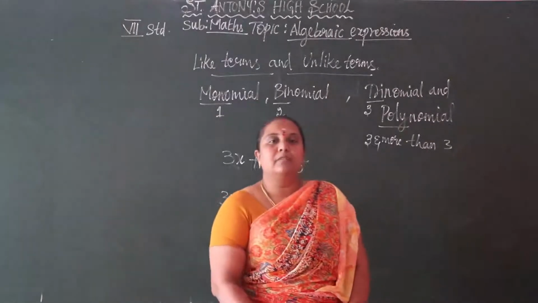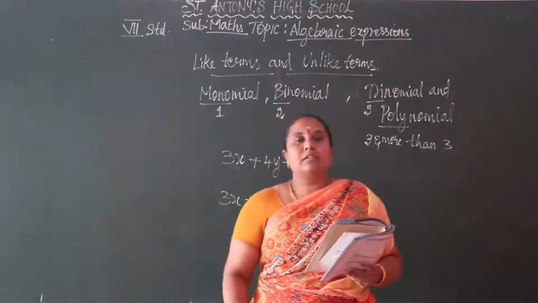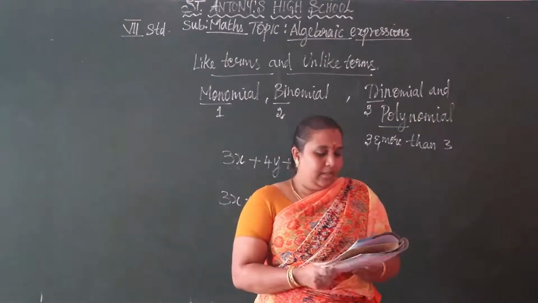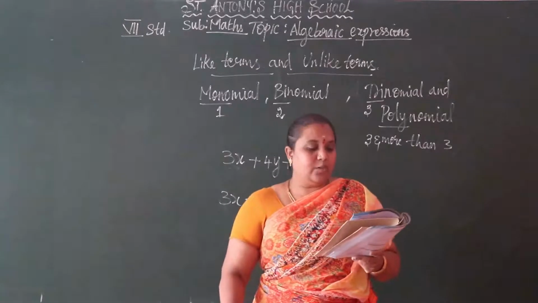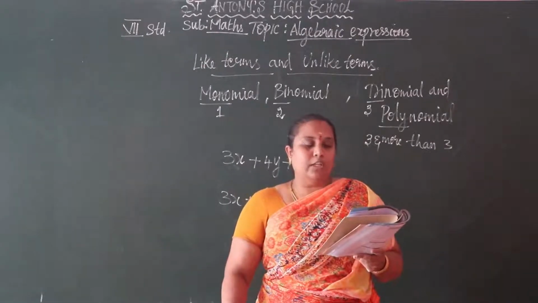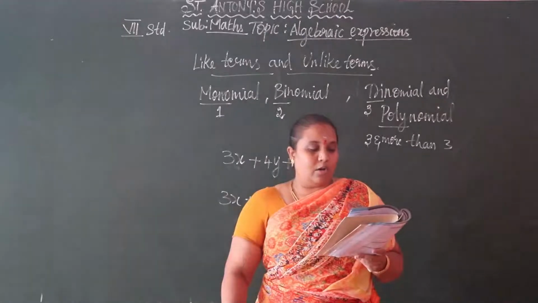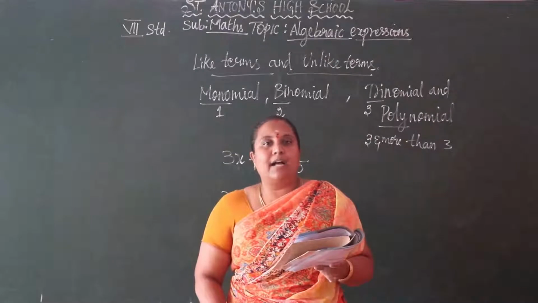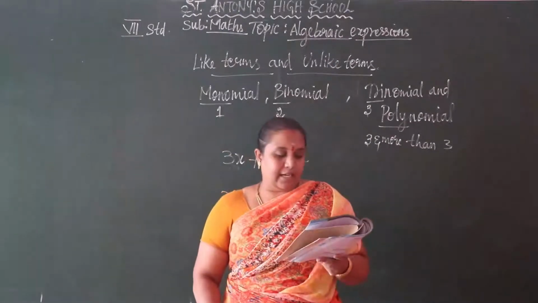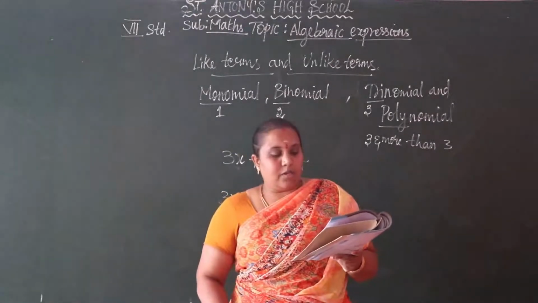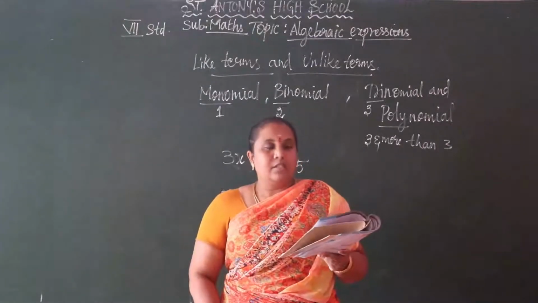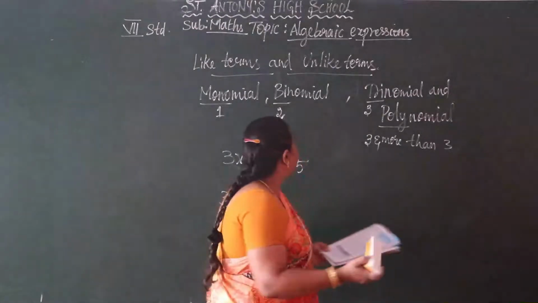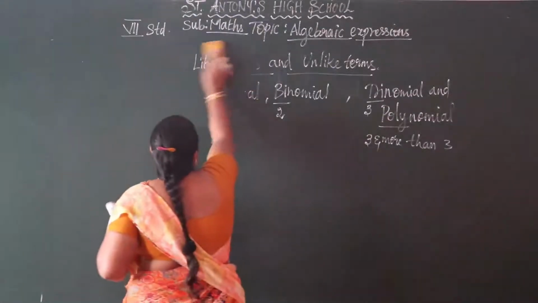Example 3, which is in your textbook, page number 81. State with reasons which of the following pairs of terms are like terms and which are unlike terms. We have to separate like that. So what are like terms and what are unlike terms? We have to write based on the factors also.